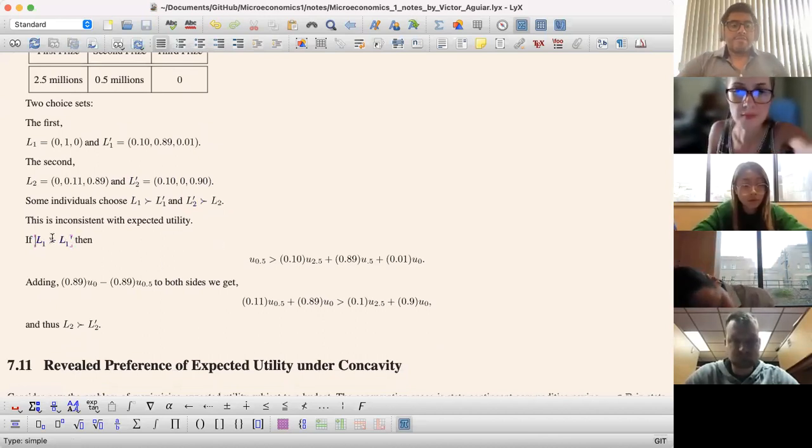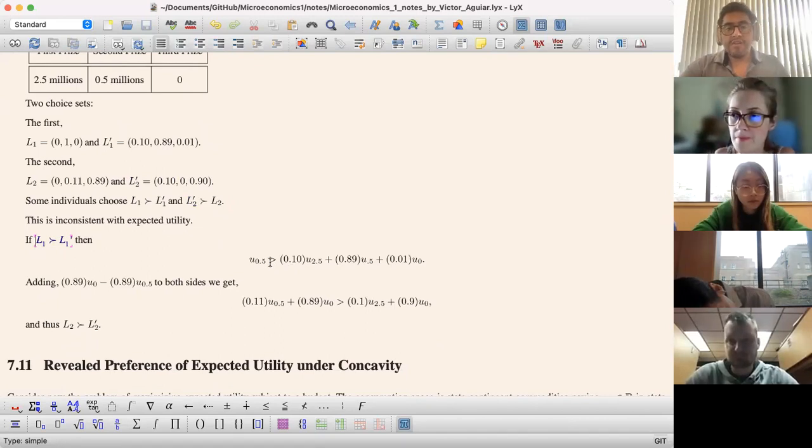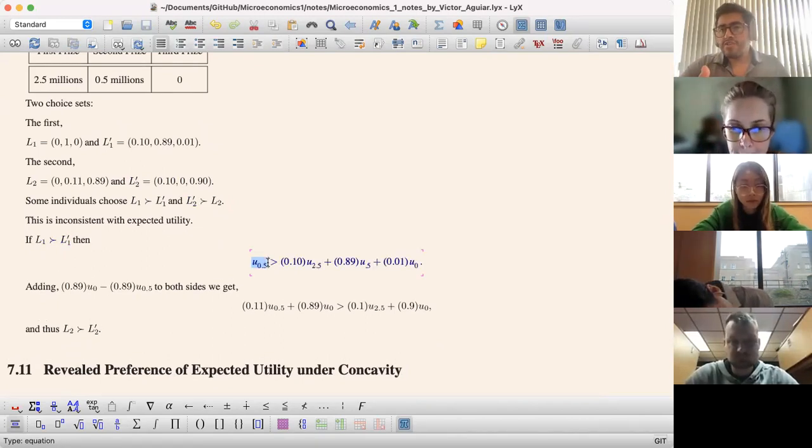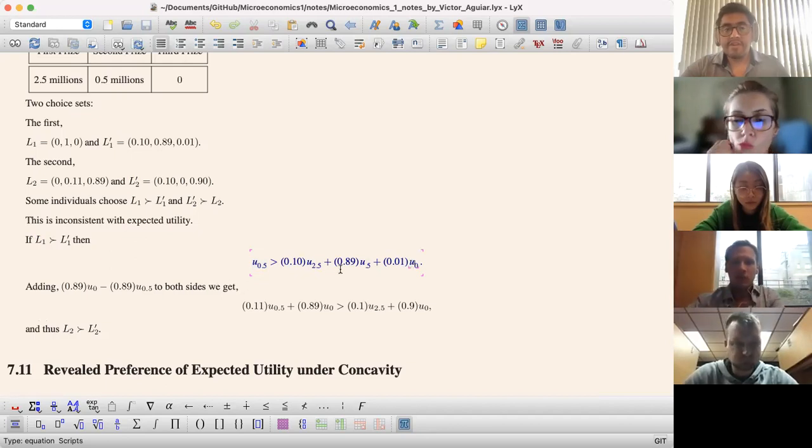Imagine L1 is better than L1 prime. What is the expected utility of the first lottery? It's just the Bernoulli utility of $500,000. Now, for people to choose L1 over L1 prime, this has to be greater than the expected utility of the second lottery. The second lottery has 10% of the first prize, 89% of the second prize, and 1% of the third prize. So this is the first inequality.